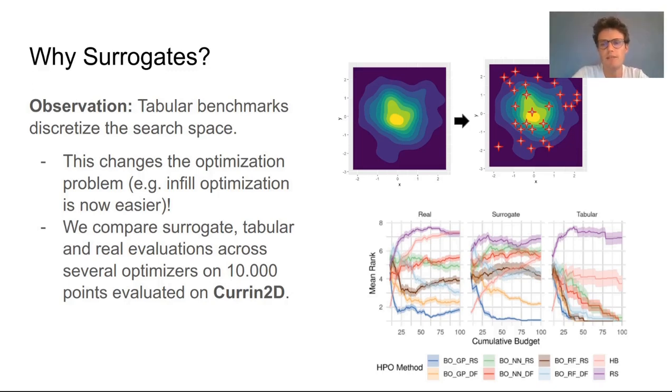On the right hand side, we can see the result of our small experiment. We plot the mean rank of our 8 optimizers against the cumulative budget. We can see that the surrogate benchmark tracks the real benchmark way closer than the tabular benchmarks. So there seems to be some effect due to the discretization.